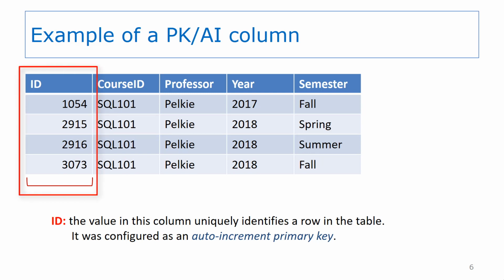You might be wondering why the ID numbers shown here are not in sequence. What happened here is that the rows were added to the database at different times. Some other course and professor was assigned ID 1055, and other courses were inserted after ID 2916, and before ID 3073. Again, the ID is meaningless data. Its only purpose is to let you uniquely identify a row.